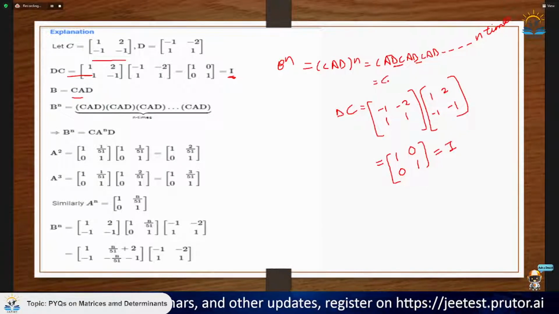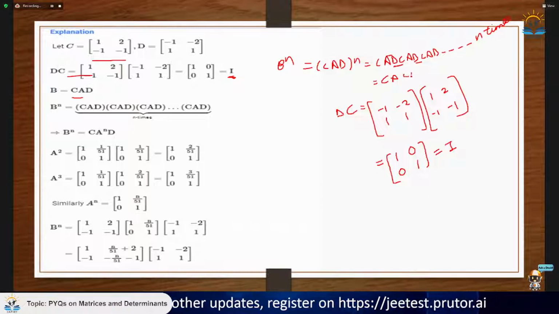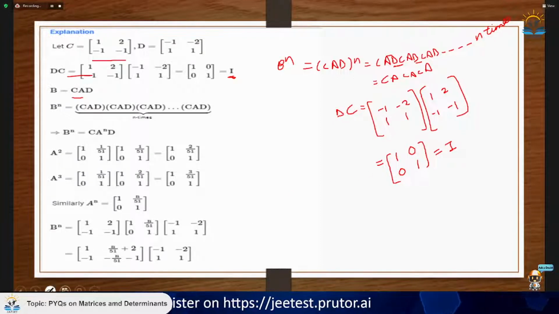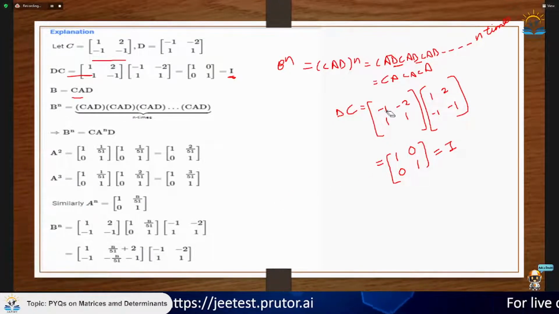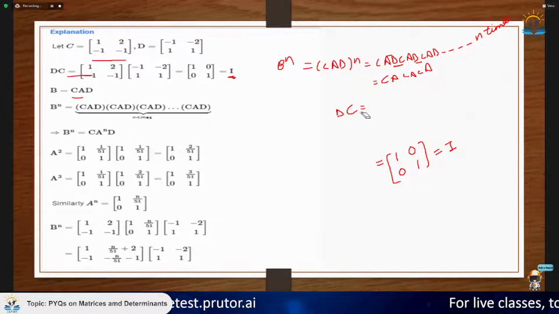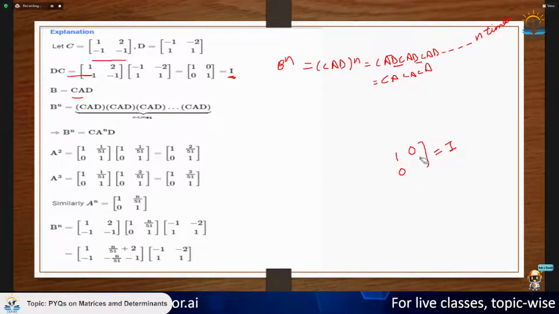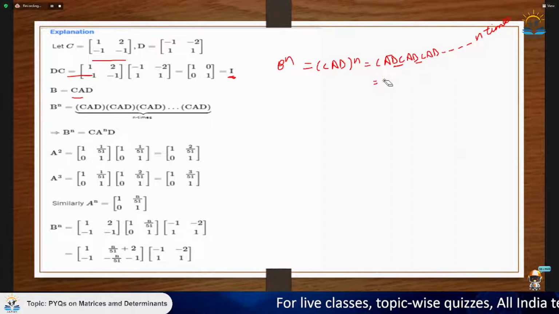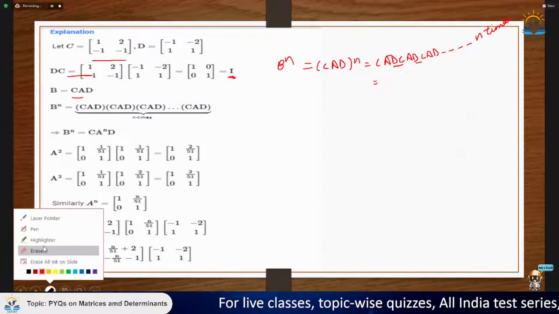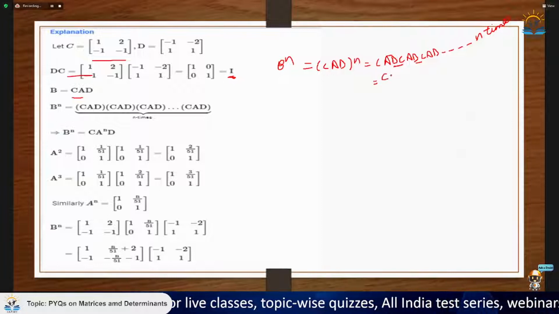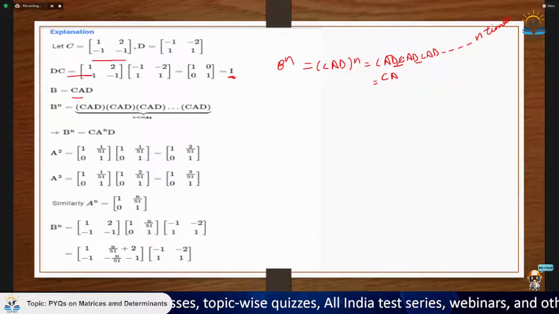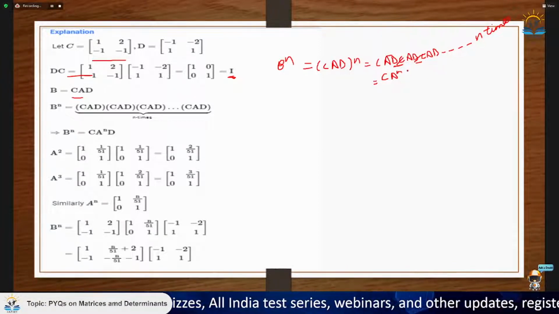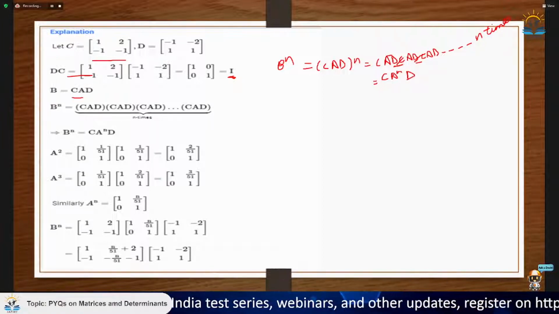So what can I write this as? I can write this thing as CA CA CA. C will get cancelled. First, let me erase this thing. And this thing will also not be there. Basically, you will be getting C, A, and then DC will become I, then DC will become I. So you will get A n times, so A power n, and then last D would be left. So you will be getting C times A power n into D.